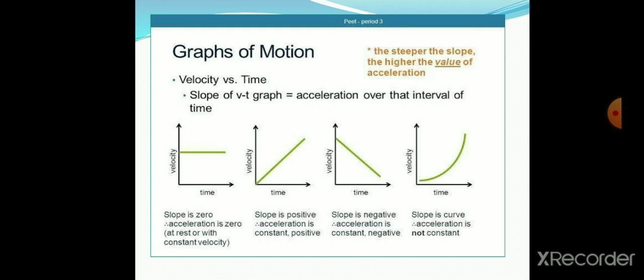In the fourth graph, the slope is a curve. So we can say acceleration is not a constant. Just understand the point that the steeper the slope, the higher the value of acceleration. And the slope of the velocity time graph gives you the acceleration over that interval of time.